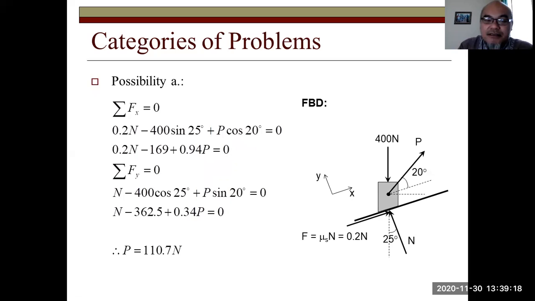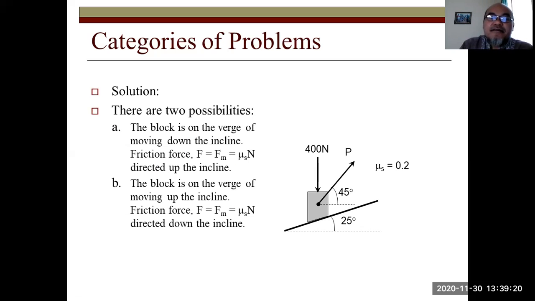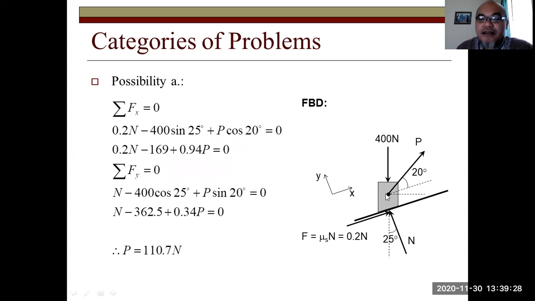Okay, so let's calculate for possibility A. The block is on the verge of moving down the incline, so the friction force is directed upward. Here, this is the friction force pointing upward. F equals mu s N, which is 0.2 times N, not known yet. 400 Newton is directed downward.